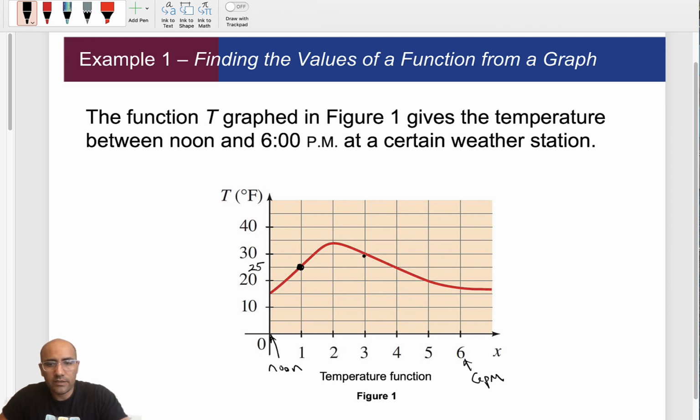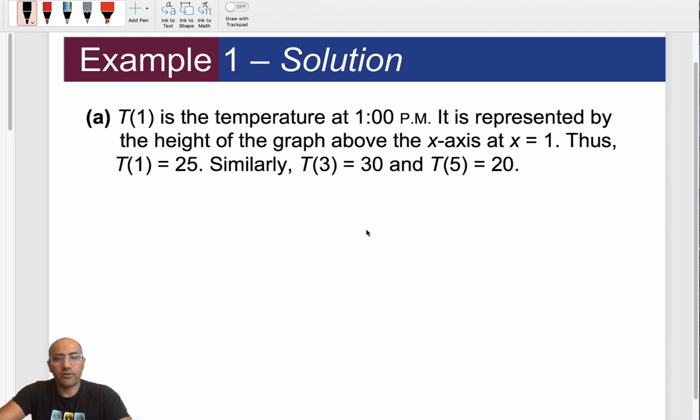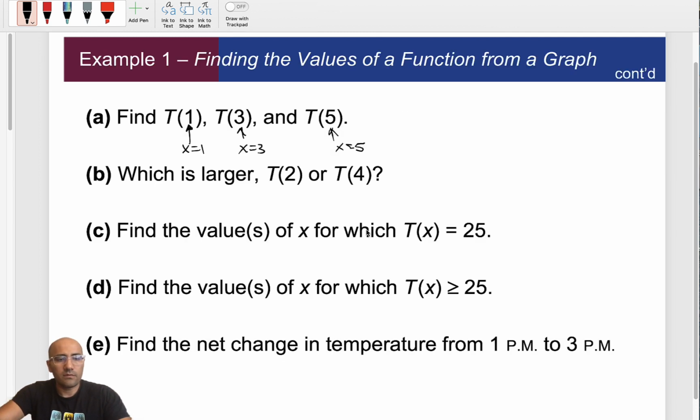When it is 3, it looks like it goes all the way up to there. So that looks like it's going to go up to about 30. And then at 5, it looks like it goes up to there, which is about 20. Good. So it looks like we have the ordered pair (5, 20). At 5 o'clock, it should be about 20 degrees. At 3 o'clock, we get the ordered pair (3, 30), approximately. So it should be about 30 degrees at 3 o'clock. And at 1 o'clock, we get the ordered pair (1, 25)-ish. So we get those results: 25, 30, 20. Good. Very easy, right?